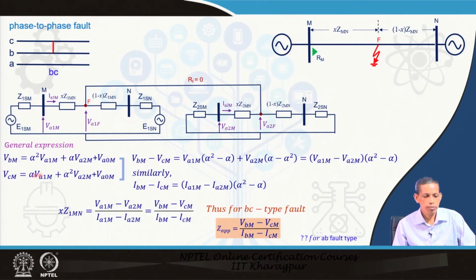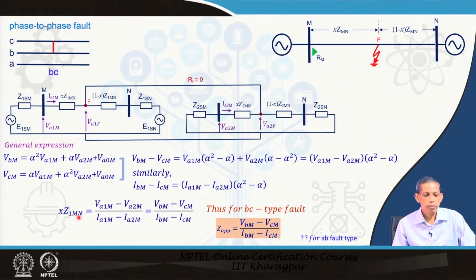If we subtract VBm minus VCm, we get Va1m (alpha square minus alpha) plus Va2m (alpha minus alpha square), so (Va1m minus Va2m)(alpha square minus alpha). So, Va1m minus Va2m equals VBm minus VCm divided by alpha square minus alpha, that is one relation. Similarly, for the currents, from the general relations for the sequence components, we can compute IBm minus ICm, and from here I1m minus I2m equals IBm minus ICm divided by alpha square minus alpha.